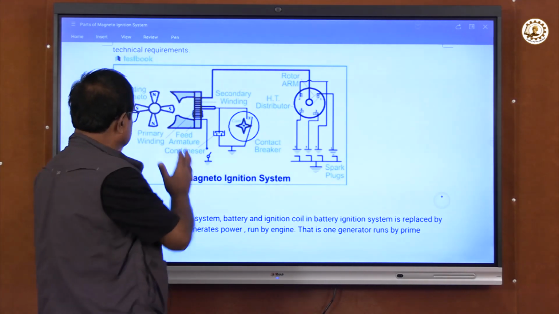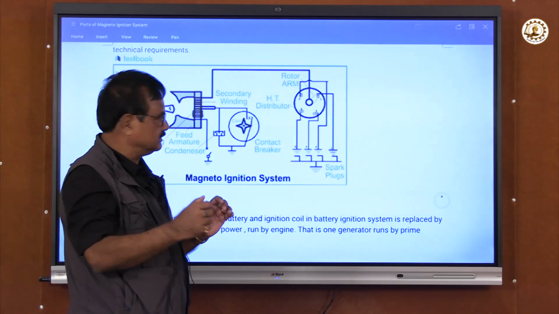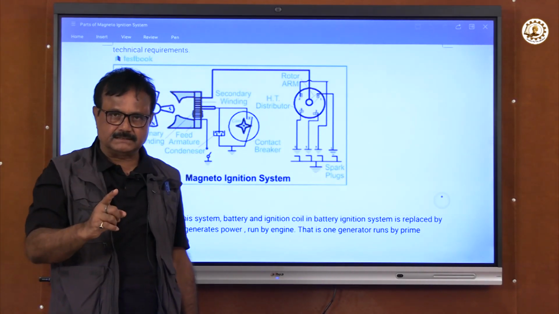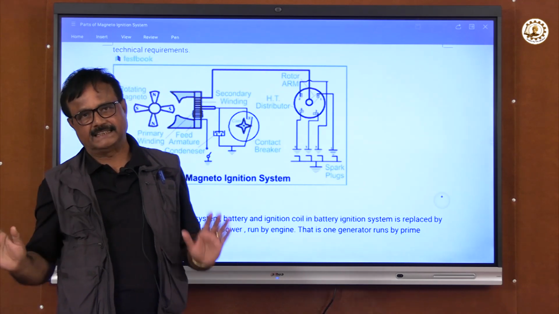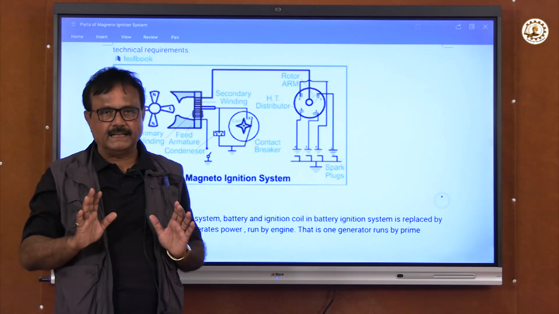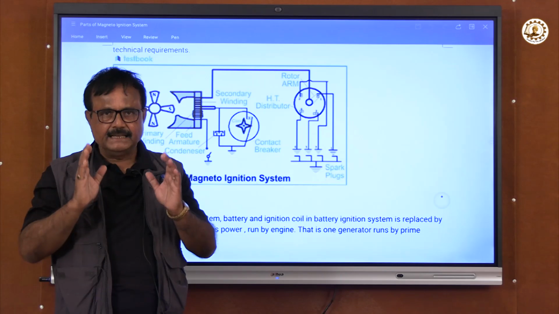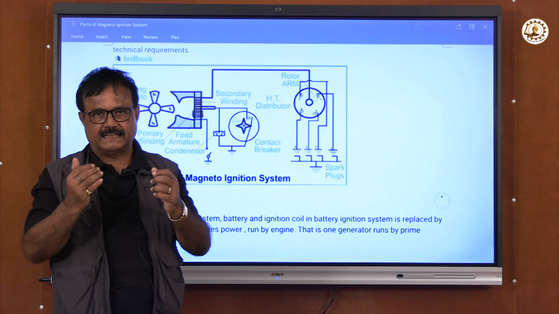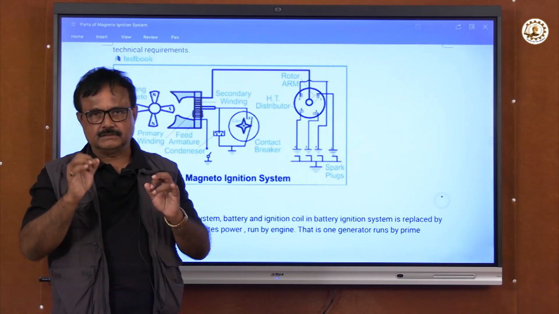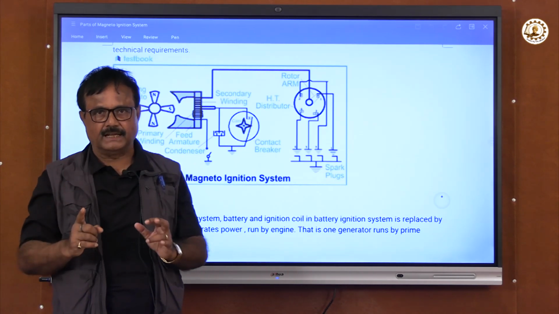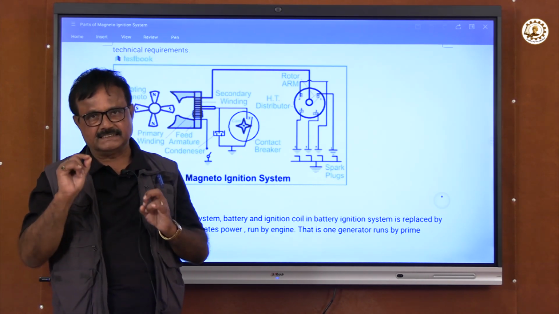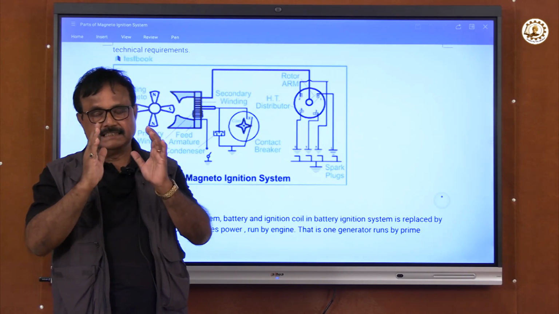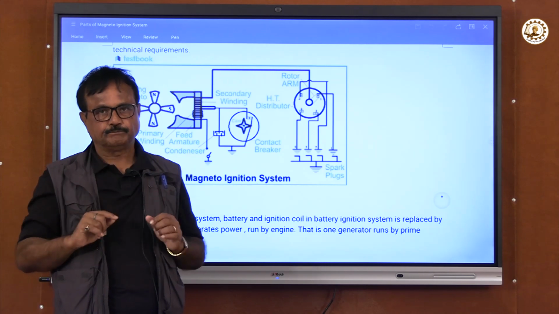What was there? There was a battery, and there was an off switch, and through it there was an ignition coil. In the ignition coil there was one primary coil and another secondary coil. The primary coil has fewer turns and a thick wire, whereas the secondary coil has more turns but a thin wire. So these things were in the ignition coil. That you have seen.